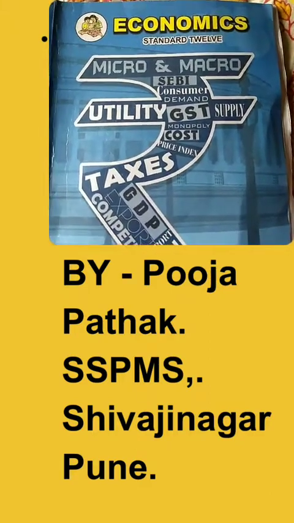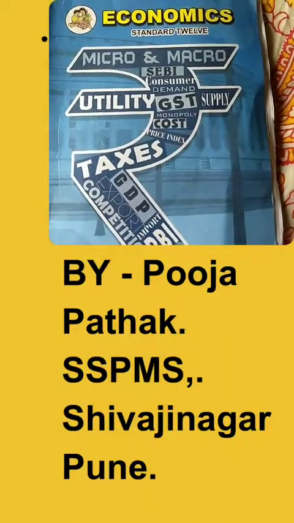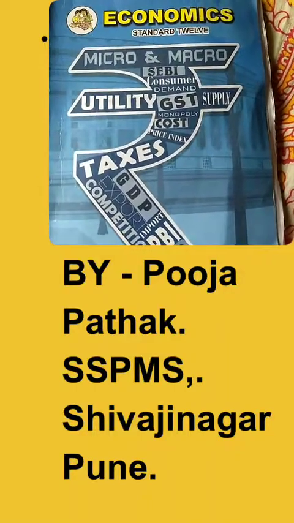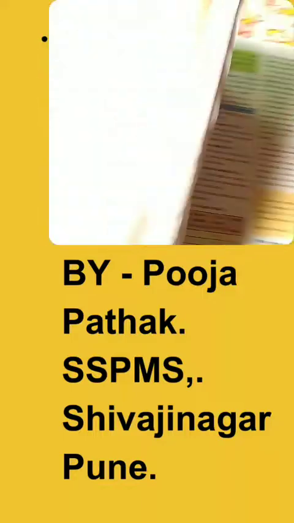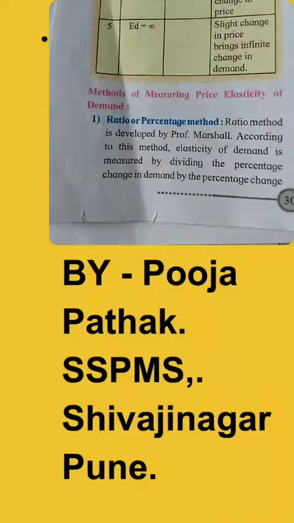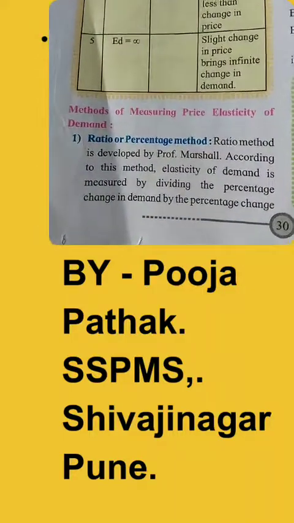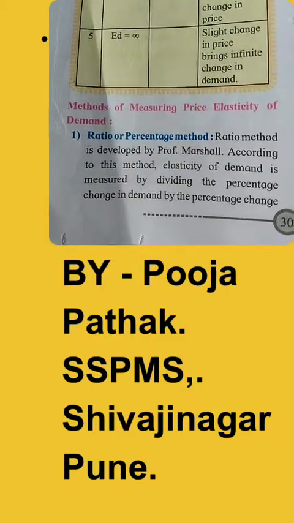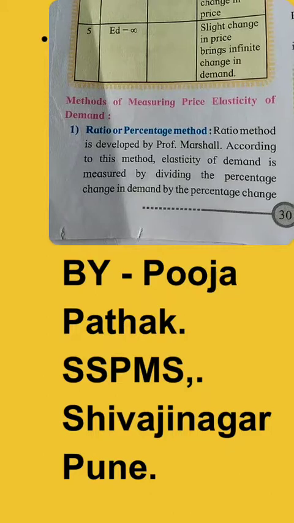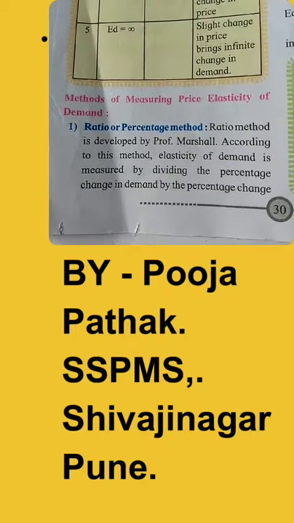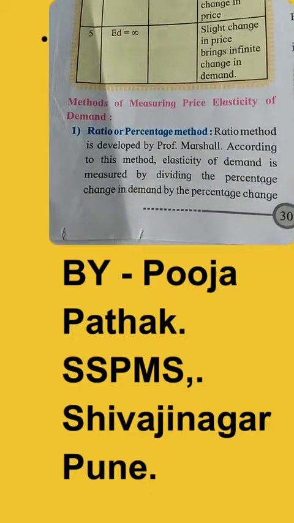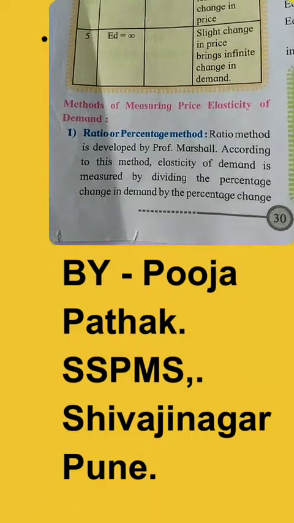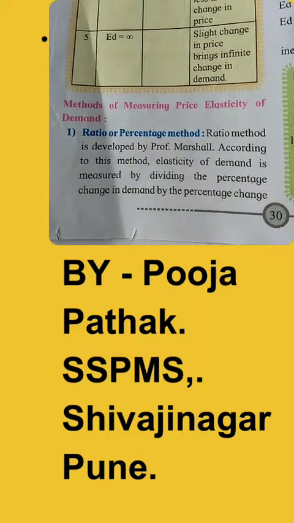Hello students, today we will continue with chapter number 3b of economics, that is elasticity of demand. We will study the different methods of measuring elasticity. The first method is the ratio and percentage method. Now, the ratio and percentage method was developed by Professor Alfred Marshall.